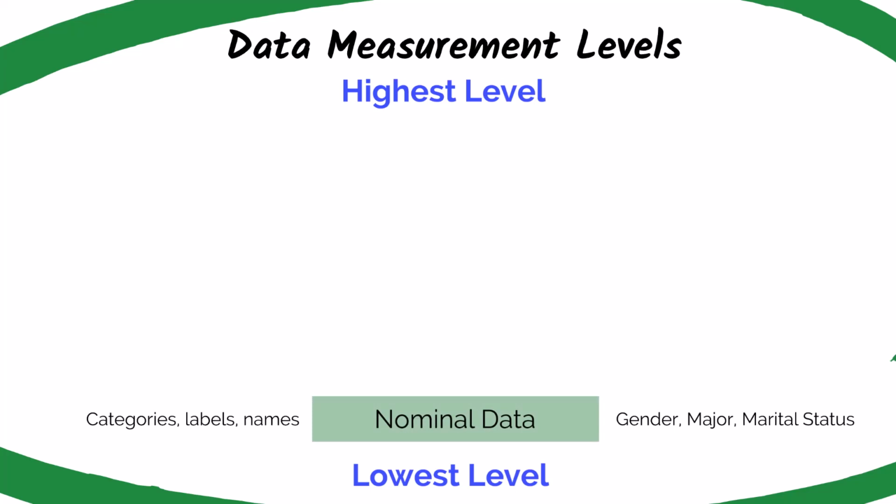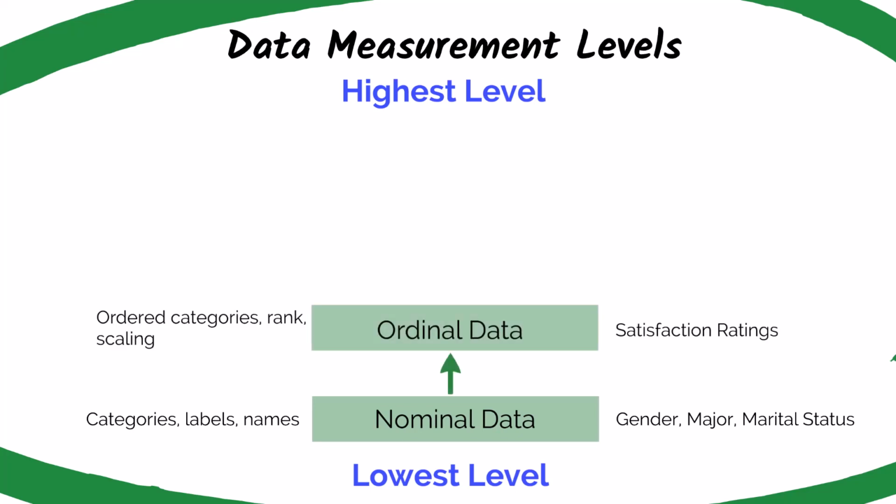The first and lowest level is nominal data. So these are categories, labels, or names. Some examples could be gender, your major, or your marital status. Also, assigning codes to categories generates nominal data as well.